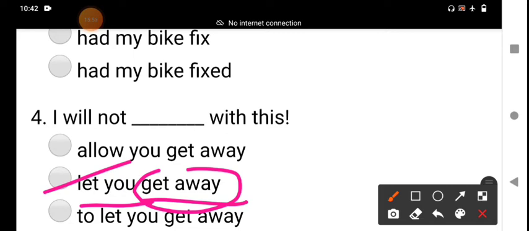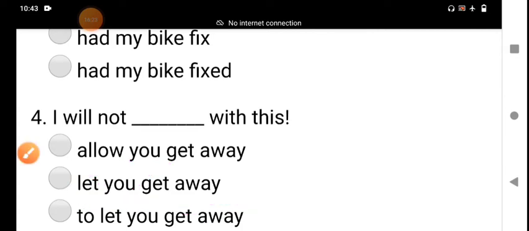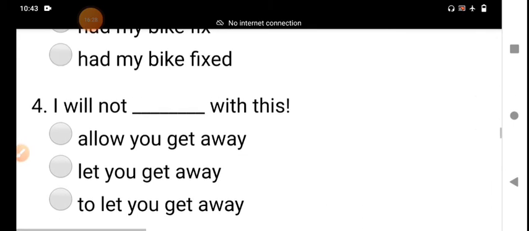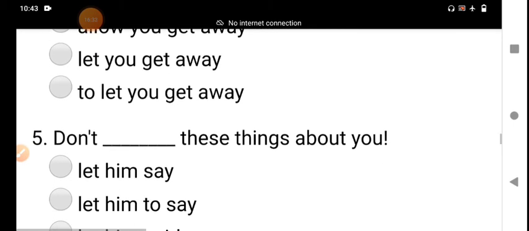What is the meaning of get away? Get away is a phrasal verb. The meaning is to escape or quick departure, especially after committing a crime. That means here the second one is the answer: I will not let you get away with this. Okay, thank you. Are you clear or not, my dear students? I hope you understand that one. Next we go to the fifth one.